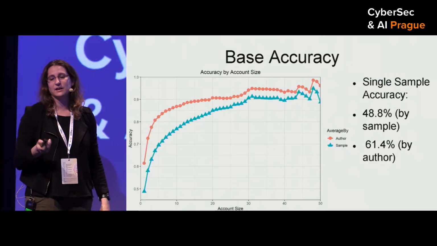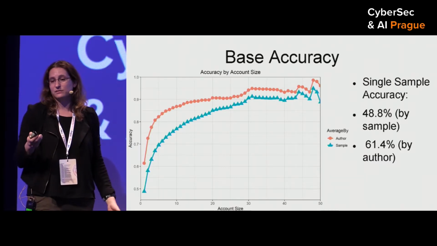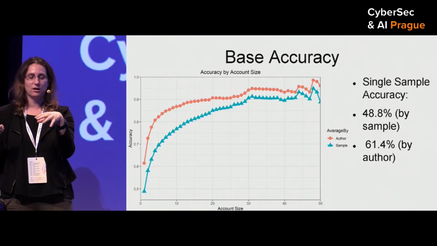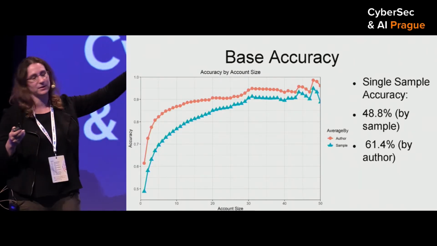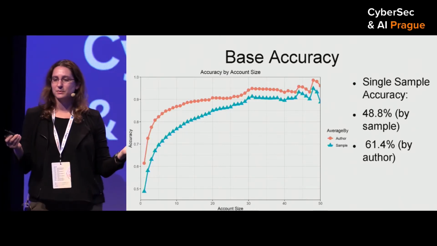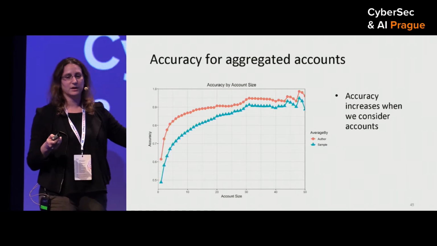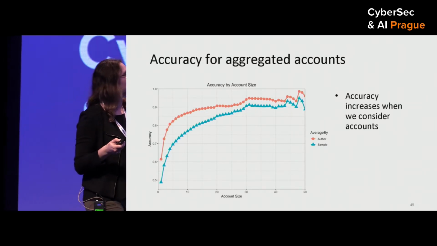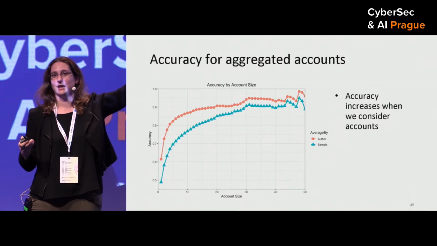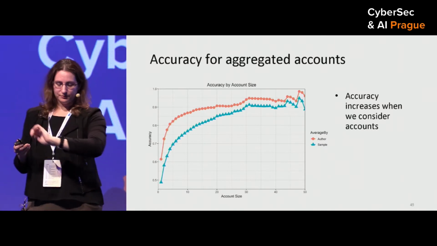So our base accuracy here was around 50% per sample. Some authors were easier and harder to classify than others. If we bin them by author, in general, 61% of authors were attributable. But you can see that as you increase the number of commits that someone makes, these accuracies start to get into the 90% range, as we were talking about.